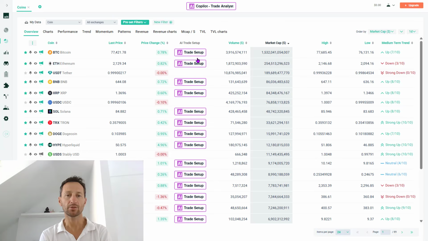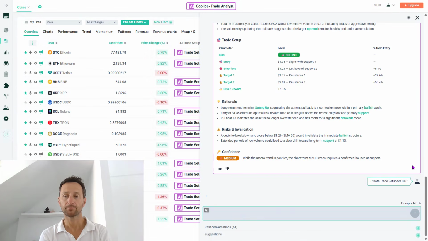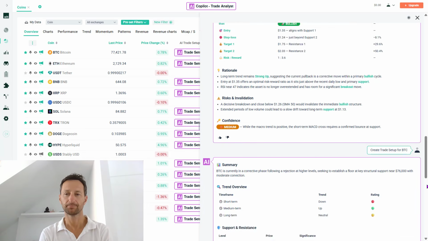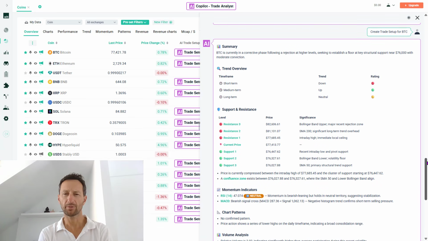You'll notice that it'll ask you if you want to run it again, if you ran it recently. I'm going to say yes, because if you run it again, it's using up some of your daily prompts. All right, so here is the trade setup for Bitcoin.